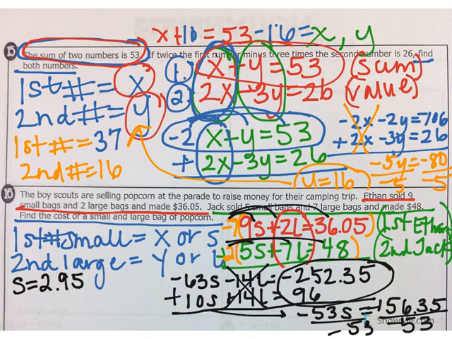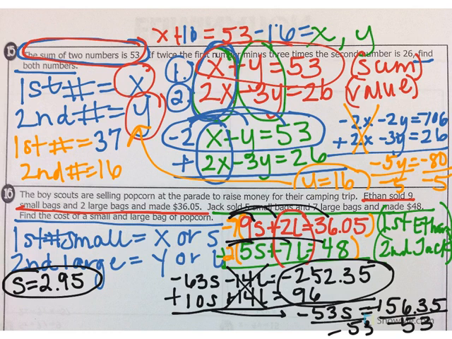So it says find the cost of a small and large bag of popcorn. S is your small bag of popcorn. So S equals 2.95. So if your small bag is 2.95, then we have to figure out the large bag.